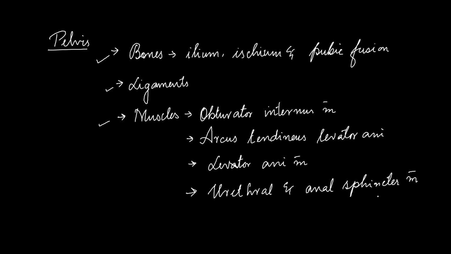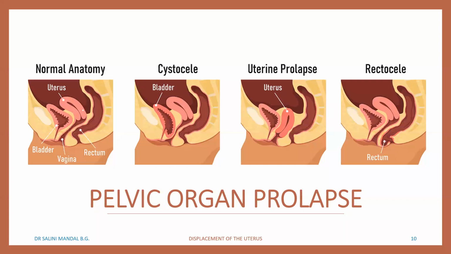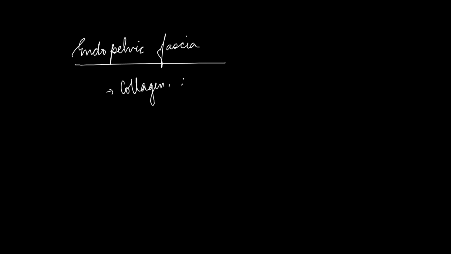Okay, then one more thing which we are going to talk about, a very important one, is the endopelvic fascia. Now a short note on endopelvic fascia. It is a meshwork of collagen, elastin, and smooth muscle. It's a meshwork of all this.